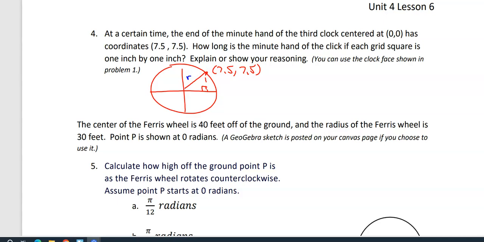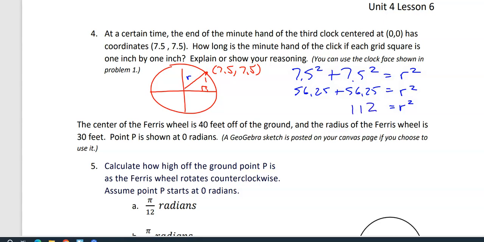All right, so to find the length of the minute hand, knowing the coordinates, we basically have a right triangle where we know the x and the y, and we're looking for the radius. So we will be using the Pythagorean theorem to find that length. These are both 56.25. So r squared would be 112.5. And then if I take the square root of that, the length is approximately 10.607 centimeters, I believe, inches.